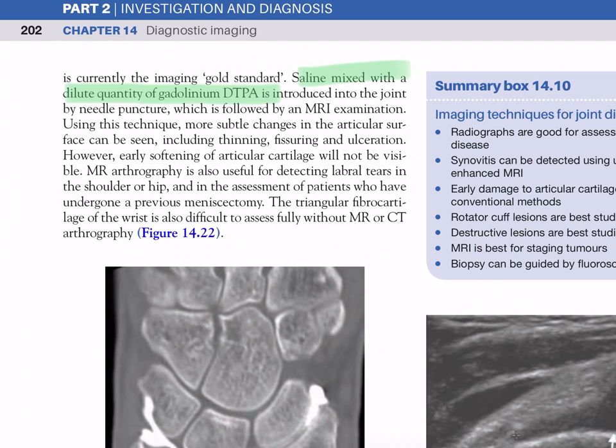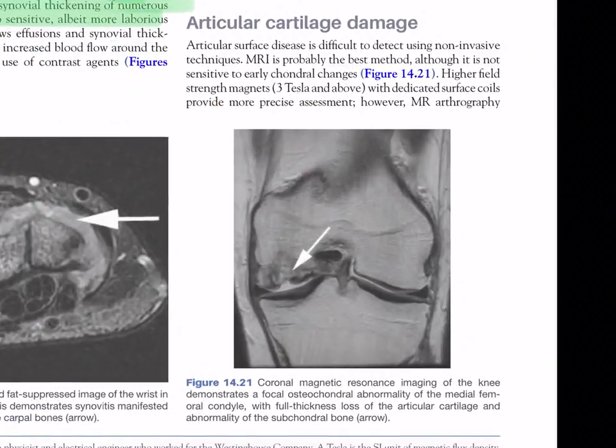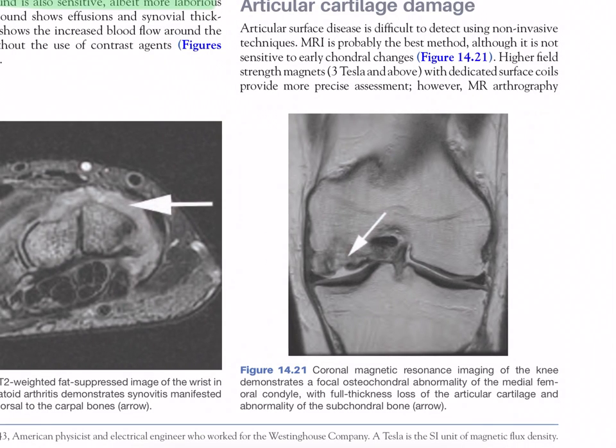MR arthrography is also useful for detecting labral tears in the shoulder or hip and in the assessment of patients who have undergone a previous meniscectomy. The triangular fibrocartilage of the wrist is also difficult to assess fully without MR or CT arthrography. Image 14.21, a coronal magnetic resonance image of the knee, demonstrates a focal osteochondral abnormality of the medial femoral condyle with full thickness loss of the articular cartilage and abnormality of the subchondral bone.